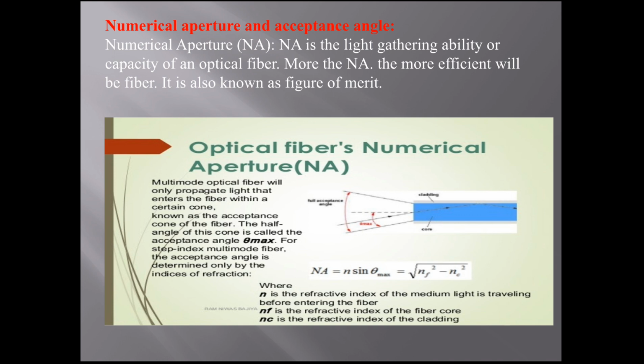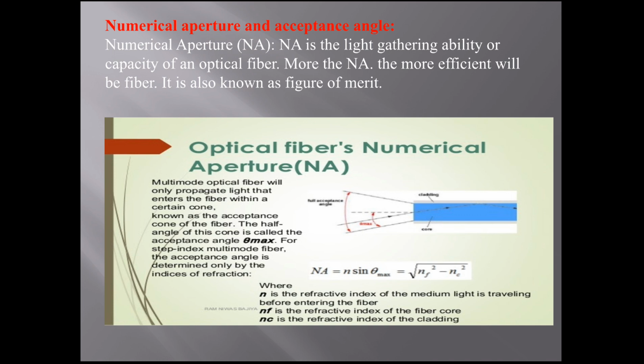The optical fiber numerical aperture: the multimode optical fiber will only propagate light that enters the fiber within a certain cone, known as the acceptance cone, and the half angle of this cone is called the acceptance angle.